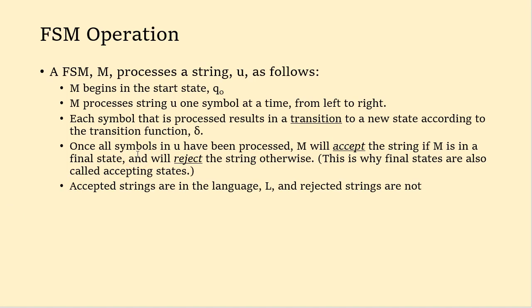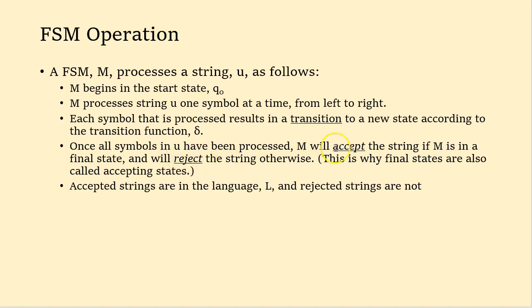Okay, how do these things operate? Well, initially we begin in the start state, q0, just like in the grammar, where we started with the start symbol. Here we start in the start state. Some string U is presented to the machine. We process this string U one symbol at a time from left to right. Every time we process a symbol, we transition to a new state according to the transition function. Once all the symbols in U have been processed, we're either in a final state, in which case the machine accepts the string, or we're in a non-final state and we reject the string.